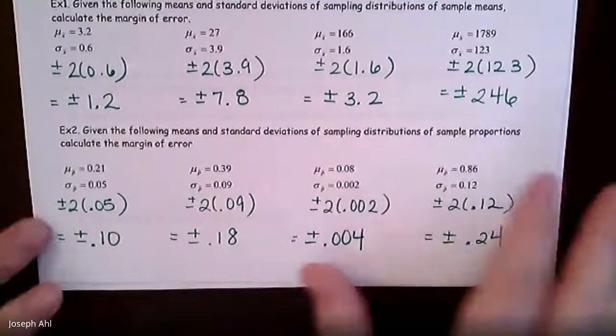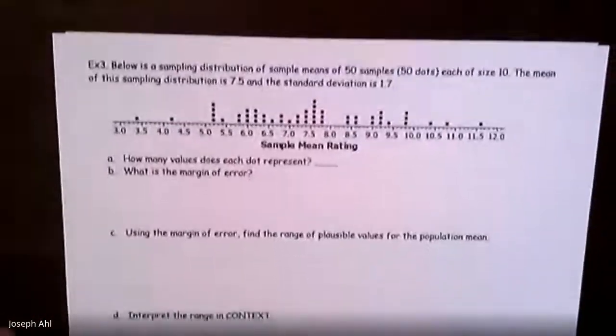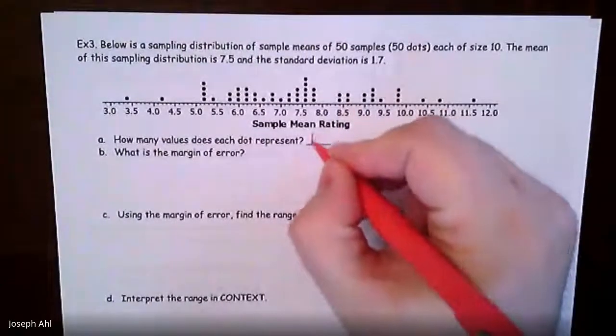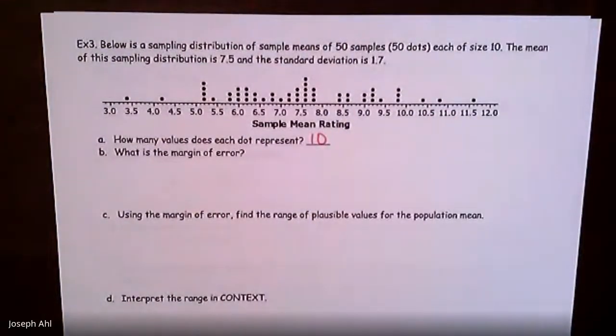So once you're solid that you know how to double some numbers, go ahead and take a look at the dot plot in example 3. It says below is a sampling distribution of sample means of 50 samples. So there's 50 dots below, each of size 10. The mean of the sampling distribution is 7.5, and the standard deviation is 1.7. So the first question says, how many values does each dot represent? So there's 50 dots, there's 50 samples, but each was of size 10. So each dot represents an n equal to 10.